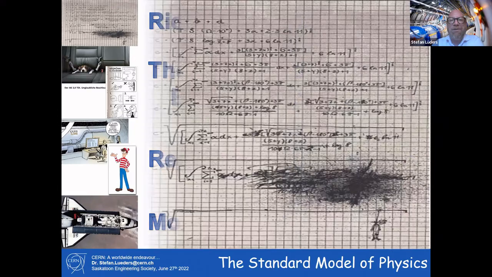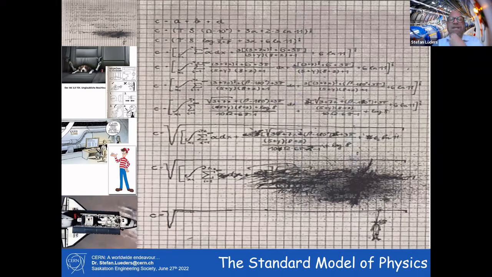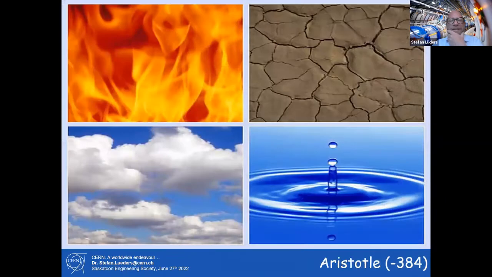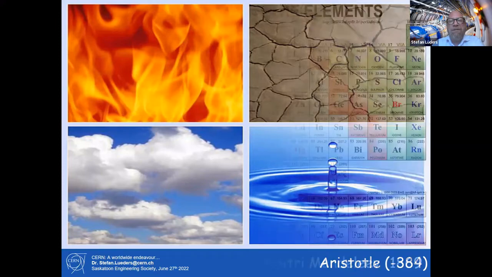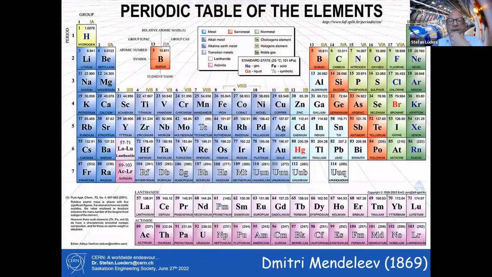But starting with the standard model of physics, it is in principle very, very simple. If you look back in time, the old Greeks, Aristotle, something like 400 years before Jesus Christ, considered that the earth is made up of four different matters: fire, water, air, and earth. And it worked very, very well for them until the 19th century, when Mendeleev came up with the periodic system of particles, which I depict here in the slide.